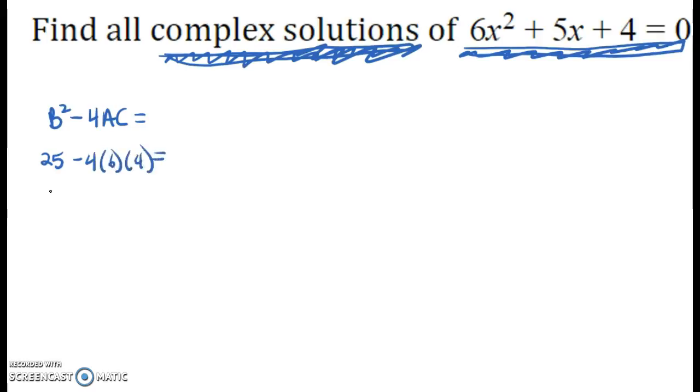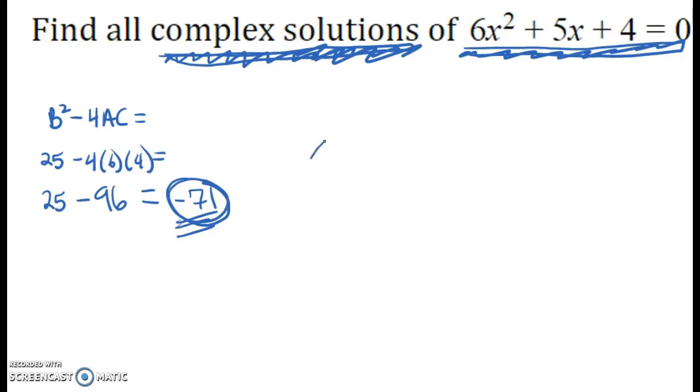Now I don't have my calculator handy, so that'll be 25 what? Minus, that makes it negative 96. And of course, if I subtract these two values, we get a negative 71. Now it's a negative number. So we learned earlier that means no real solutions. This is also the number that will be under the square root symbol when we do the quadratic formula.